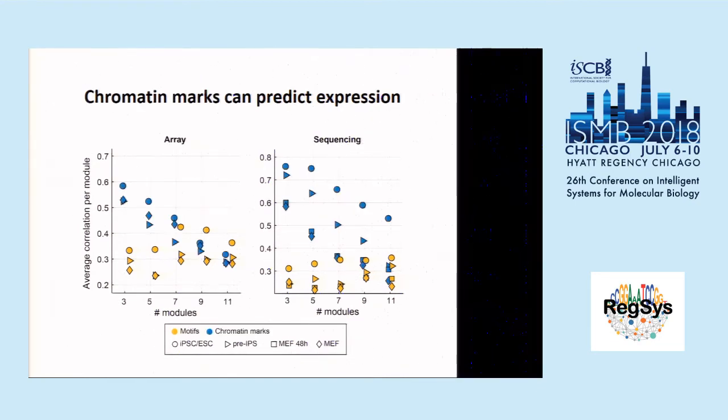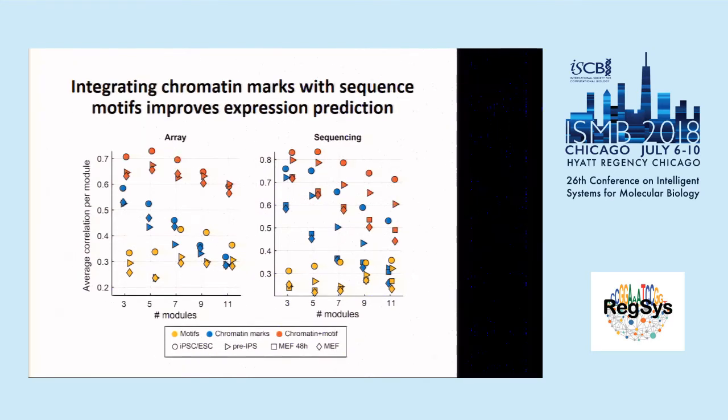Now in blue, I've added the performance of the chromatin mark features as candidate regulators in DRMN. These features definitely outperform the motifs, but we see that they do decrease in performance as we increase the number of modules. Now in red, I've added the result of concatenating the motif features with the chromatin mark features as candidate regulators for DRMN. And we see here that the combination outperforms either feature set separately. So this was our best performing feature set.